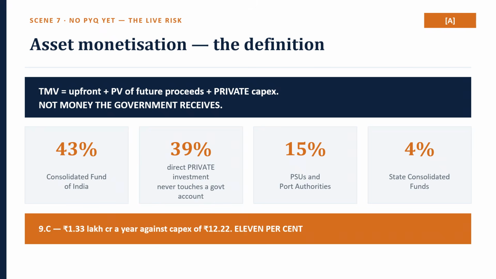So now the definition, and this is the highest value 30 seconds in this chapter. Total monetization value is not money the government will receive. TMV equals proceeds received upfront plus the present value of expected future proceeds plus estimated private capital expenditure in the projects. So what is the TMV? Upfront plus PV of future proceeds plus private capex.